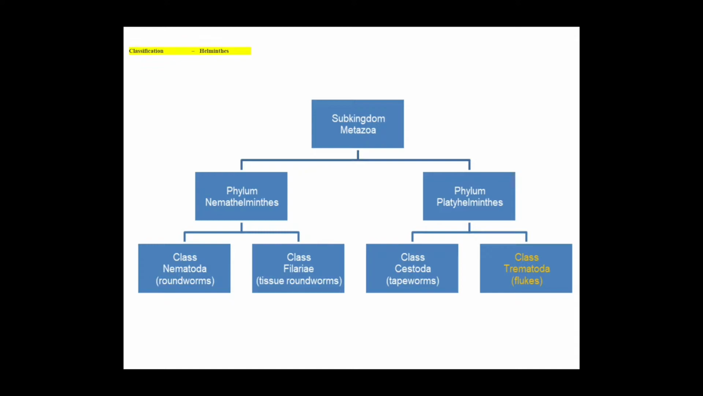The first phylum, Nemathelminths, can be divided into two classes: class Nematoda, common name roundworms, and class Filaria, tissue roundworms. The second phylum is Plathelminths, also having two classes: Cestoda, tapeworms, and class Trematoda, flukes, which is the lecture of today.